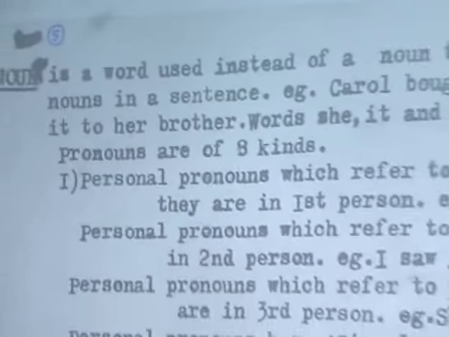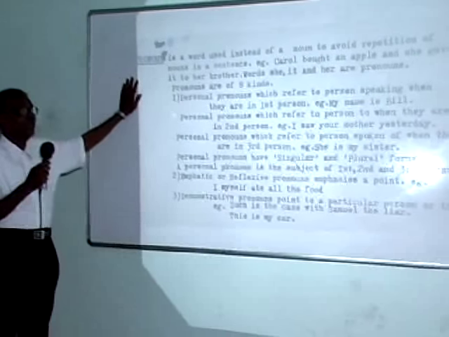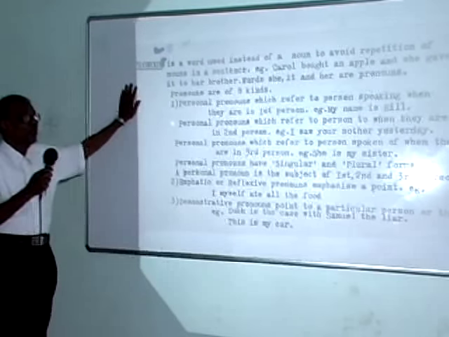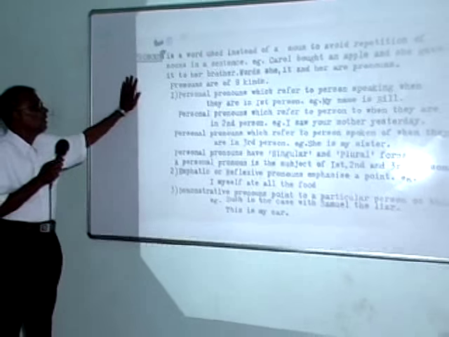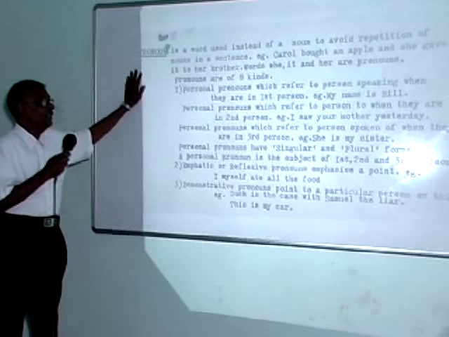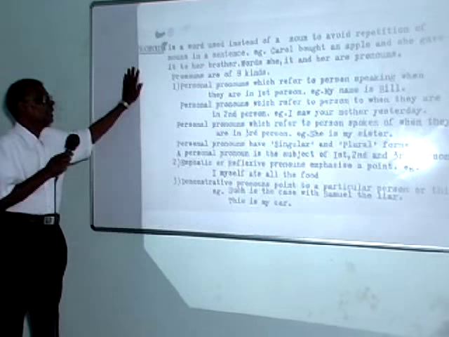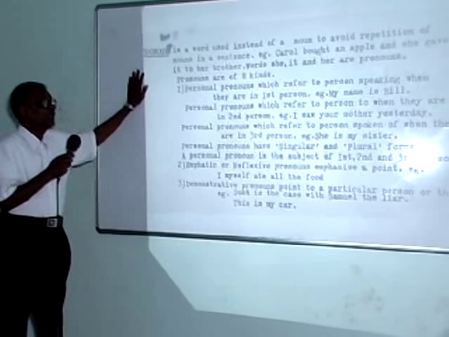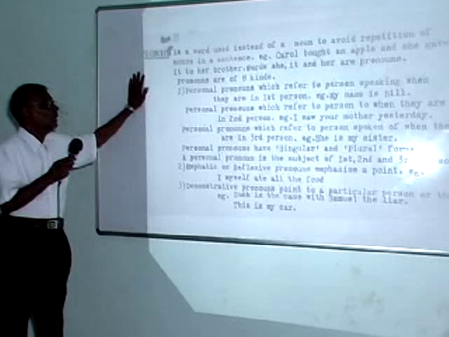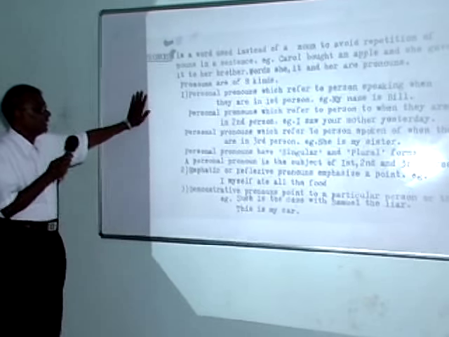Ladies and gentlemen, pronoun is a word used instead of a noun to avoid repetition of nouns in a sentence. As in Carol bought an apple, and Carol gave the apple to her brother. The words she, it, and her are pronouns. So instead of saying all that, we can simply say Carol bought an apple and she gave it to her brother. Pronouns are of 8 kinds.